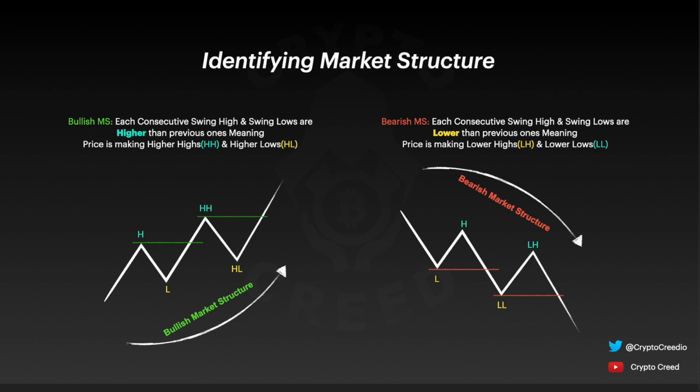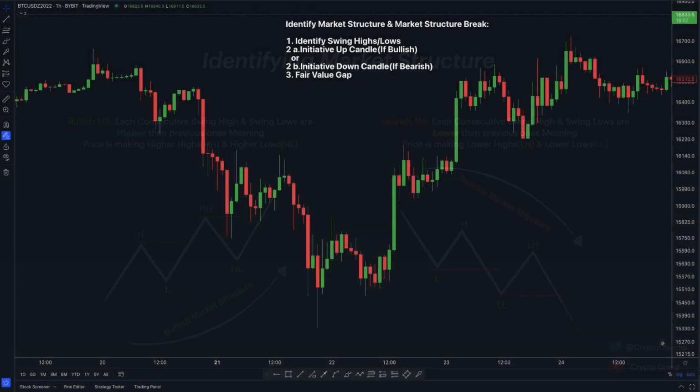The first one is bullish market structure, where each consecutive swing high and swing low is higher than the previous ones, meaning price is making higher highs and higher lows. And a bearish market structure is where each consecutive swing high and swing low is lower than the previous ones, meaning price is making lower highs and lower lows. Now we have defined market structure, so it's time to go through the steps.